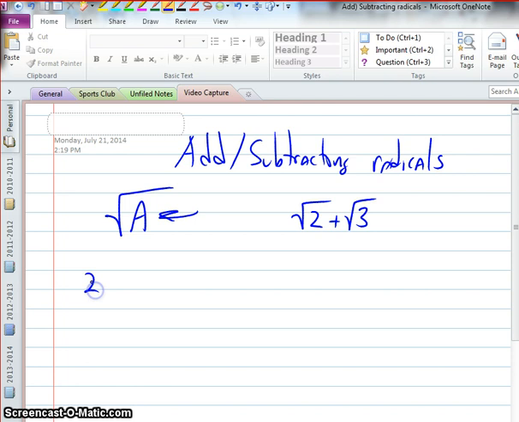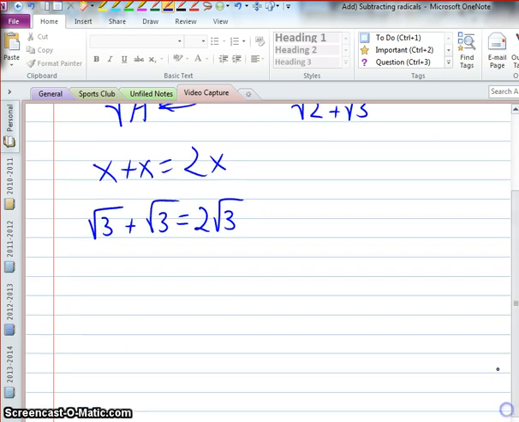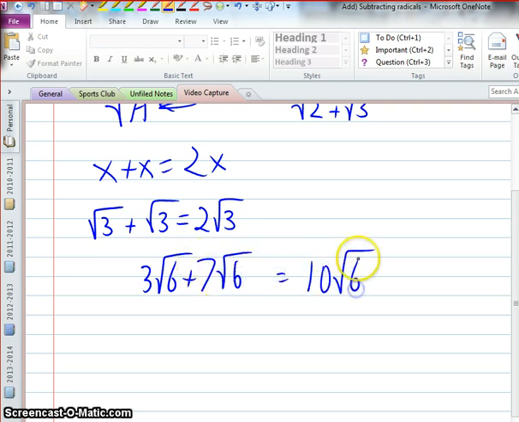But just like x plus x is 2x, well, the square root of 3 plus the square root of 3 is 2 square root of 3. The biggest difference here is that instead of multiplying, we're talking about adding. Quite similarly, 3 square root of 6 plus 7 square root of 6 is simply 10 square root of 6. So we just bring the radical along for the ride just like it was a variable and add the coefficients.